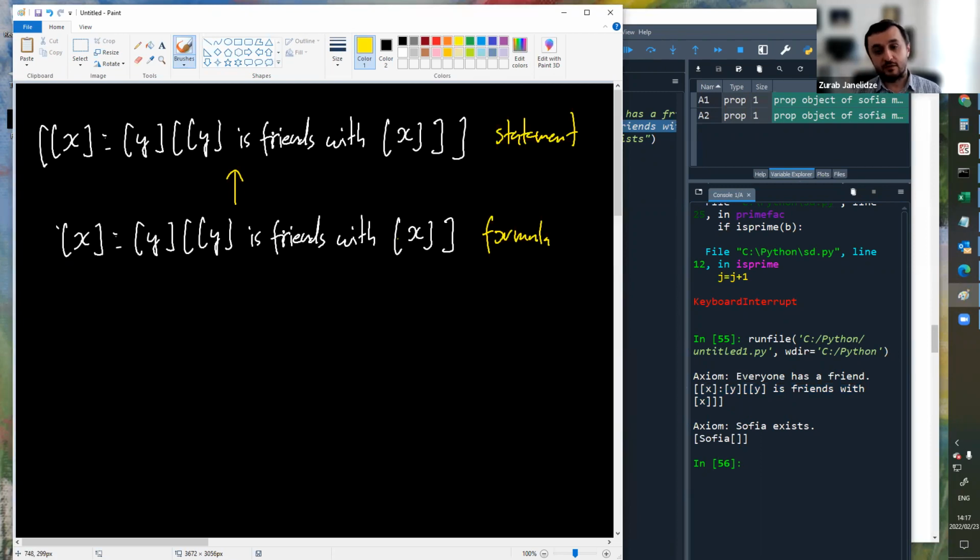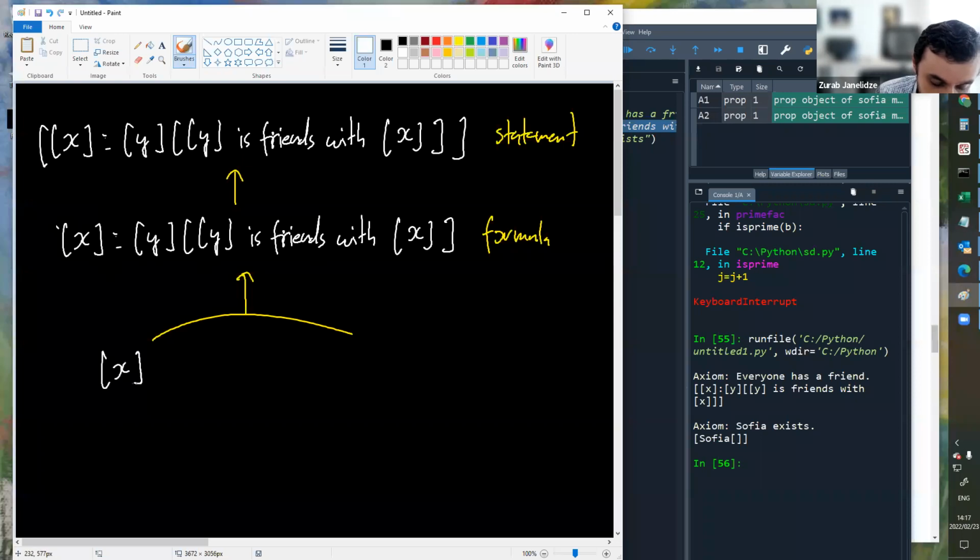Now let's look at the further decomposition of the formula. That formula decomposes into two statements, right? The left side of this colon and the right side. And remember what the colon represents. It represents implication. From the left, we can derive the right side.